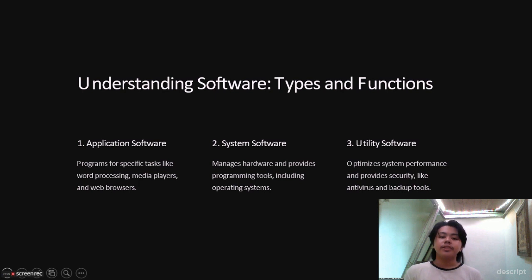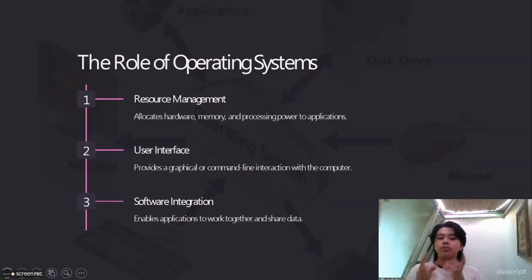Three, utility software optimizes system performance and provides security, like antivirus and backup tools. It means optimizing system performance, including increasing computer efficiency and responsiveness, while providing security, including protection from threats such as viruses and malware, using antivirus as well as backup tools to protect them.